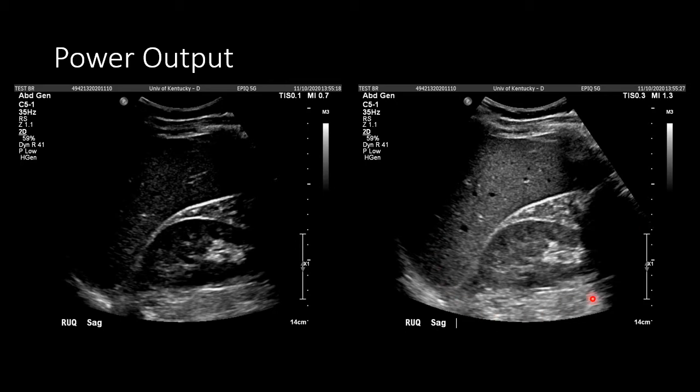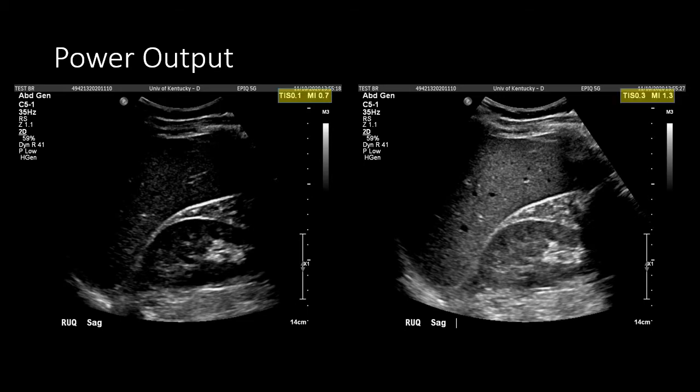One of the ways that we know we're increasing our power is that we have the same field of view, we're using the same probe at the same frequency, our dynamic range is the same, we have harmonics on, but we can see that our thermal index and our mechanical index have gone up substantially in the image on the right compared to the image on the left.